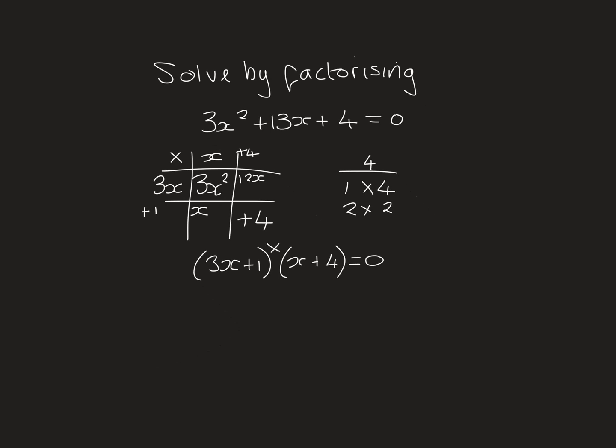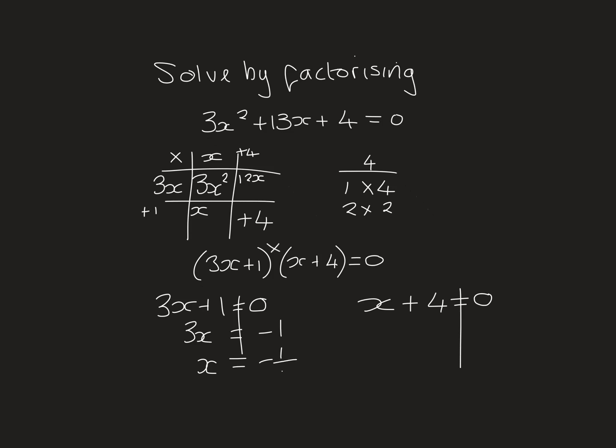So I've got two numbers that times together to equal 0. So either 3x plus 1 is equal to 0 or x plus 4 is equal to 0. If I do my little balance method on these, I take away 1, 3x equals negative 1, divide by 3, x equals negative 1 over 3. Or take away 4 on the other one, x equals negative 4. So again, I've got two solutions. One's negative 1 over 3 and one is negative 4.